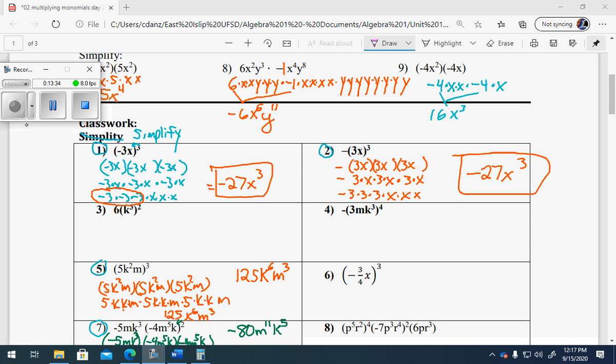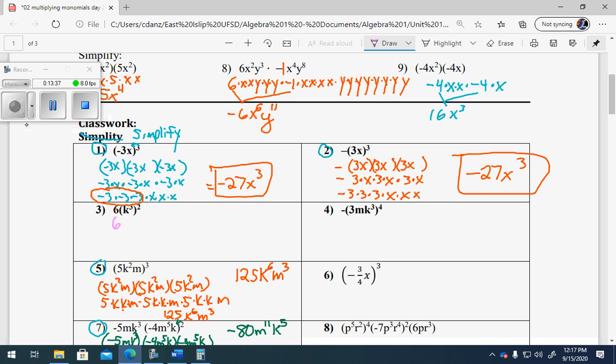So number 6 is 6 times k to the 3rd times k to the 3rd. So the answer is 6k to the 6th power. Number 4, negative 3mk to the 3rd times 3mk to the 3rd times 3mk to the 3rd times 3mk to the 3rd, which gives me a negative 81 m to the 4th, k to the 12th.